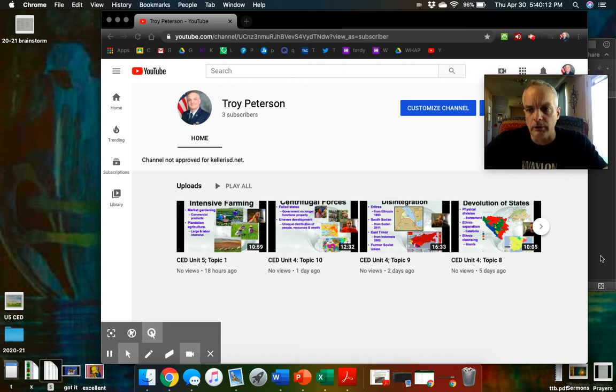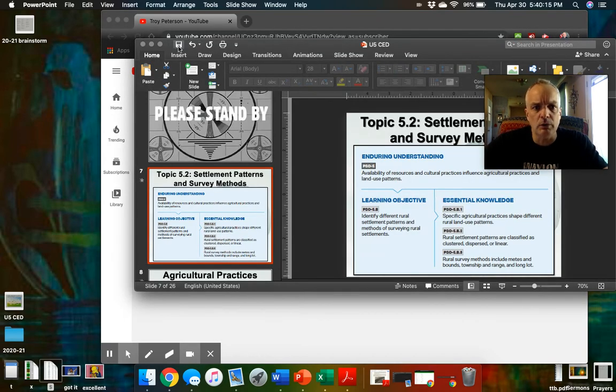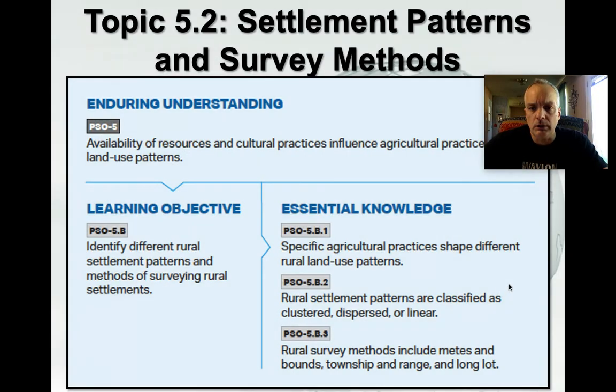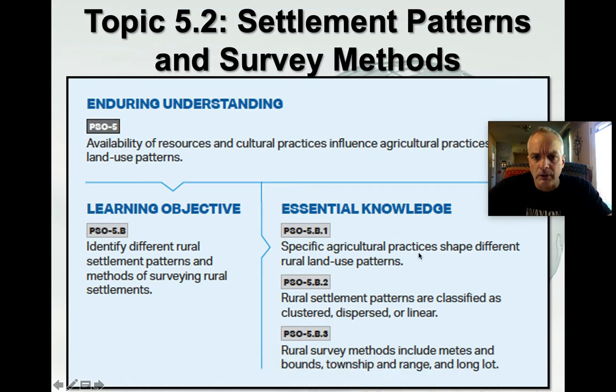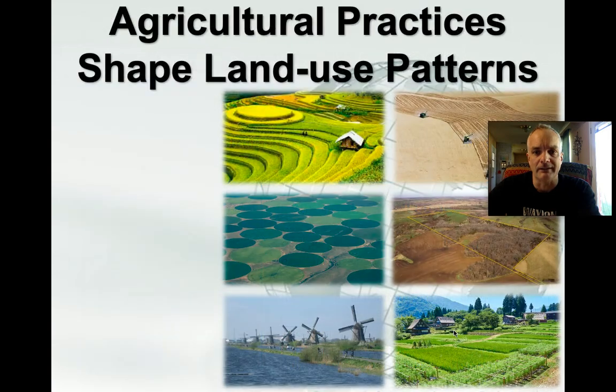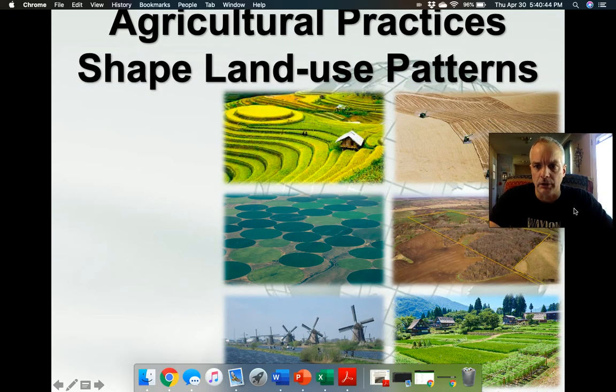Okay, here we go for Unit 5, Topic 2 of the CED, Settlement Patterns and Survey Methods. So, we've got a rather nebulous essential knowledge for the first one here. We'll get into that. And then a couple of listings. Really pretty straightforward today, I'm glad to say, once I figured out what they were getting after here.